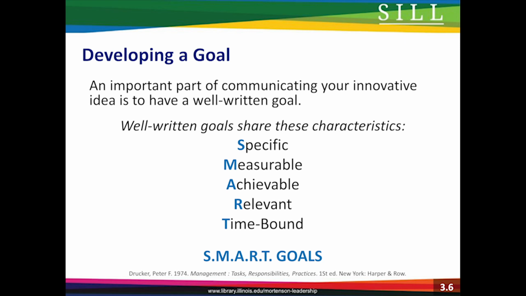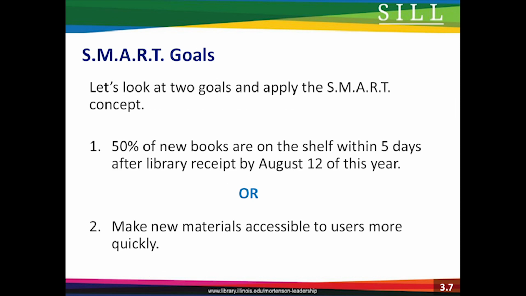So it's easy to talk about the SMART principle, but it's a little bit more difficult when you have to apply it. So let's look at two goals and apply the SMART concept, and see what you think. The two goals are number one, 50% of the new books are on the shelf within 5 days after library receipt by August 12, 2015. Or number two, make new materials accessible to users more quickly. So which goal is written most clearly and why? And what are the problems with the weaker goal?